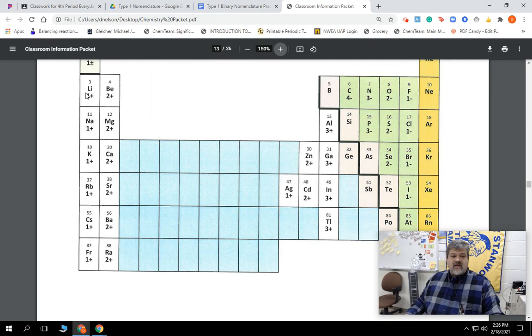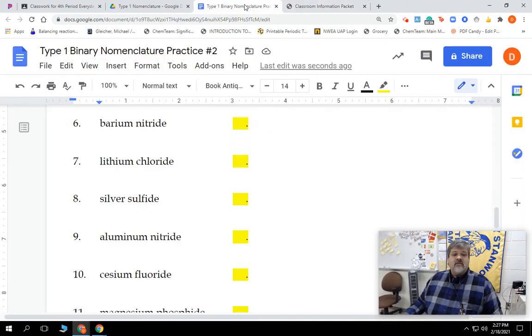Remember, type 1 means column 1, column 2, and column 3A. And here are the other exceptions. If it falls anywhere in the blue, that means it's a type 2. Okay, so we have one of these that are white, and we have one above the staircase. So let's go back. We did silver was going to be a +1.